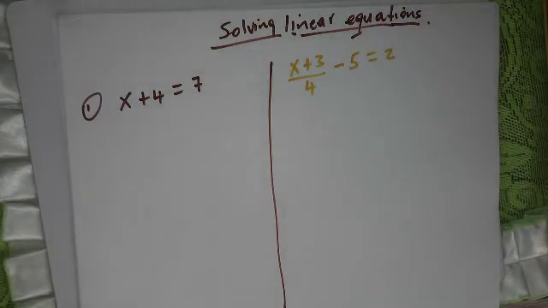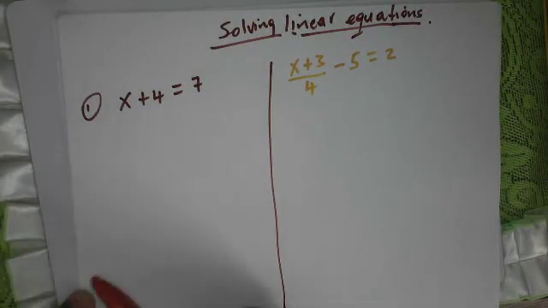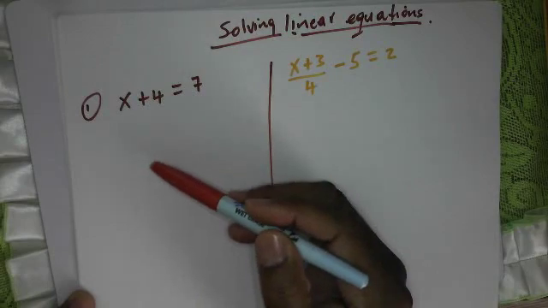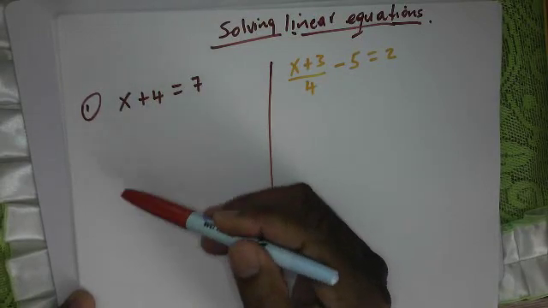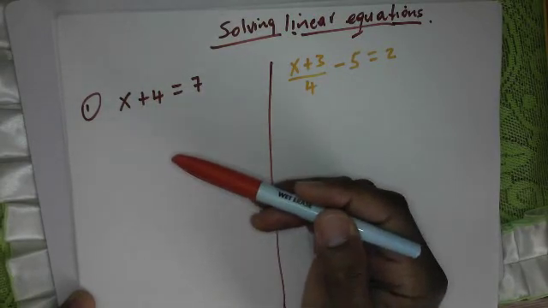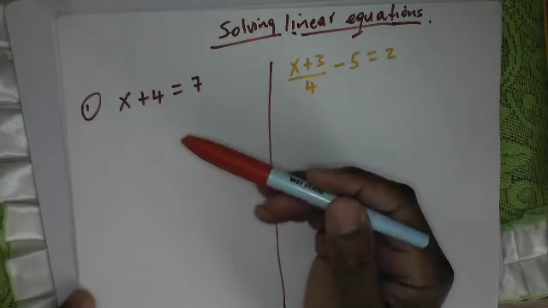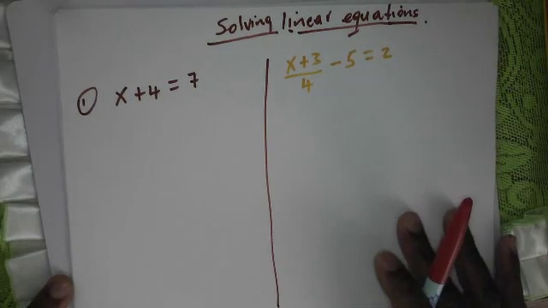This video is about solving linear equations. But remember, when you're solving linear equations, you're always doing reverse operation on anything that is done to your variable. You're always doing reverse operation on addition and subtraction first, and then reverse operation on multiplication and division. Okay, let's look at these examples.